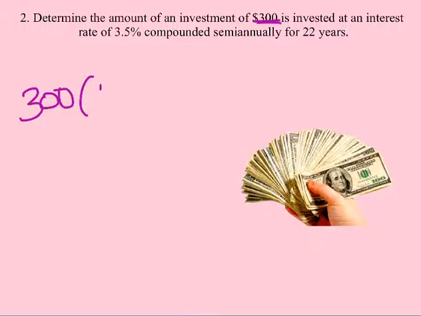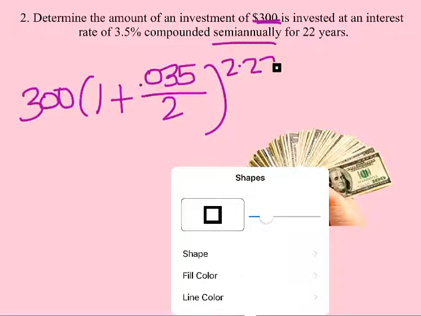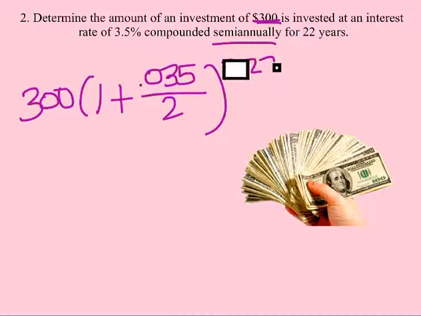Okay, and a rate of 3.5. So that's going to be 0.035 when I convert it to a decimal. Compounded semi-annually, well, that's going to be twice a year for 22 years. So I'm going to do 2 times 22 up top. So I do want to take the extra step.